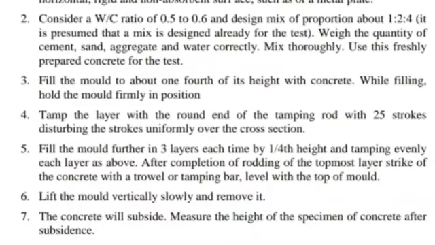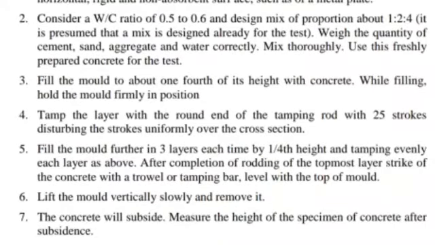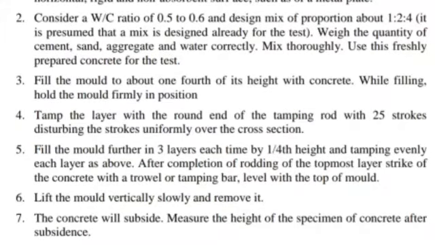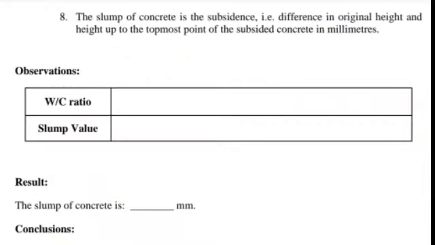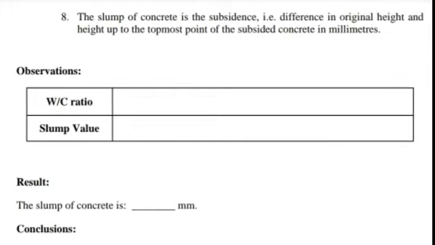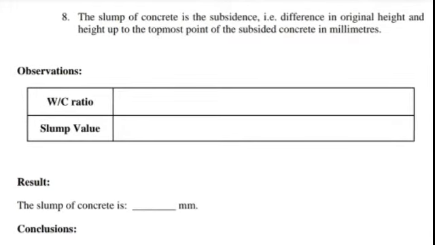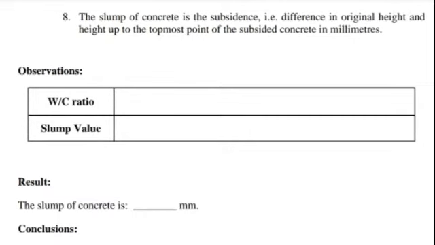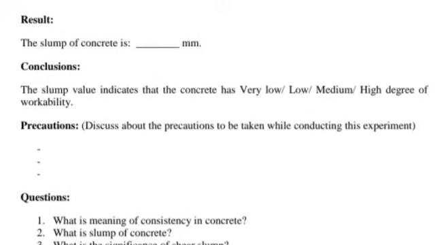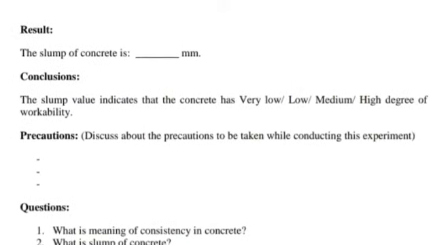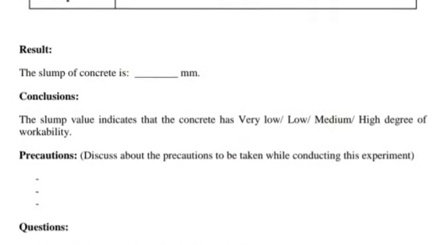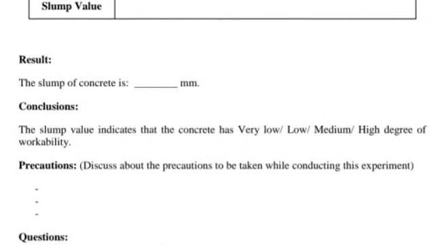6. Lift the mold vertically slowly and remove it. 7. The concrete will subside. Measure the height of the specimen of concrete after subsidence. 8. The slump of concrete is the subsidence, that is difference in original height and the height up to the topmost point of the subsided concrete in millimeters. Result: the slump of concrete is ___. Conclusion. The slump value indicates the concrete has very low, medium, high degree of workability.